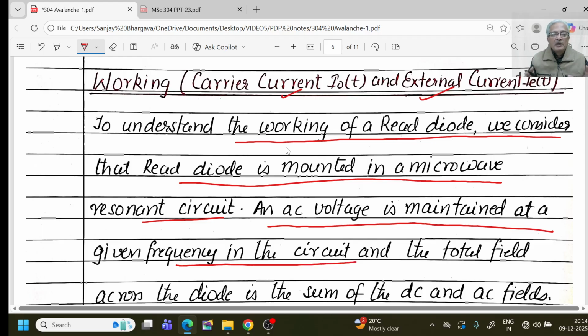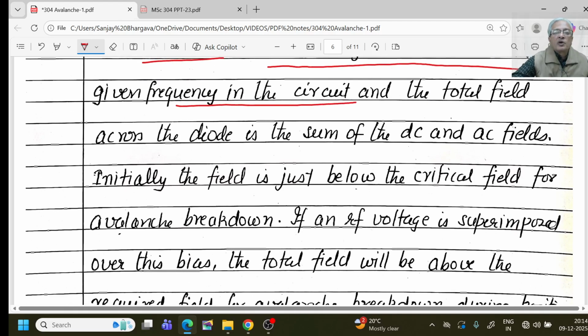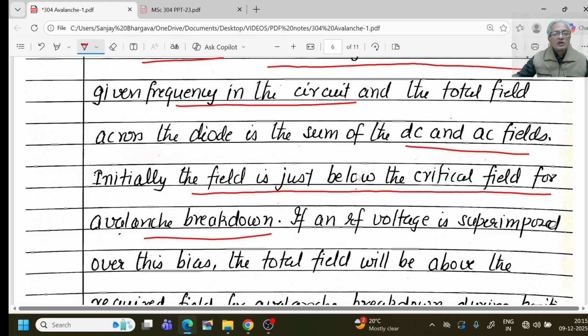तो हम यहाँ पर एक AC वोल्टेज को मेंटेन करते हैं एक गिवन फ्रीक्वेंसी पर, and the total field across the diode is the sum of DC and AC fields. डायोड के अक्रॉस कितना फील्ड लगेगा, which is equal to sum of DC and AC fields. Initially the field is just below the critical field for avalanche breakdown. है ना, ब्रेकडाउन का जो फील्ड है उसे जस्ट थोड़ा सा कम रखते हैं.